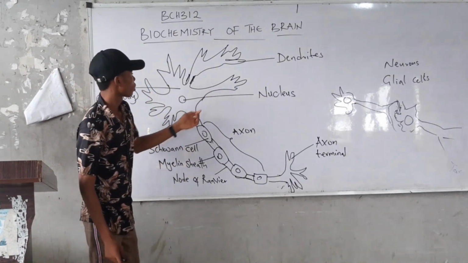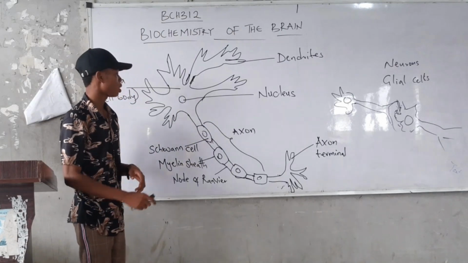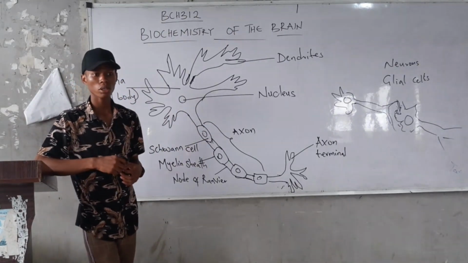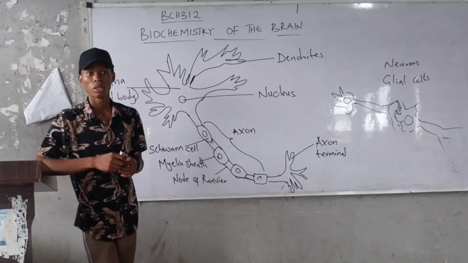Yeah. Now, the axon. What do we say is the function of our axon? We release neurotransmitters.